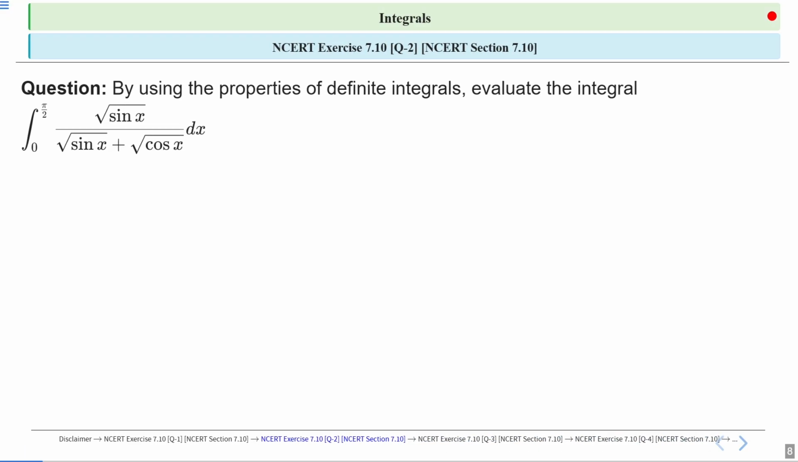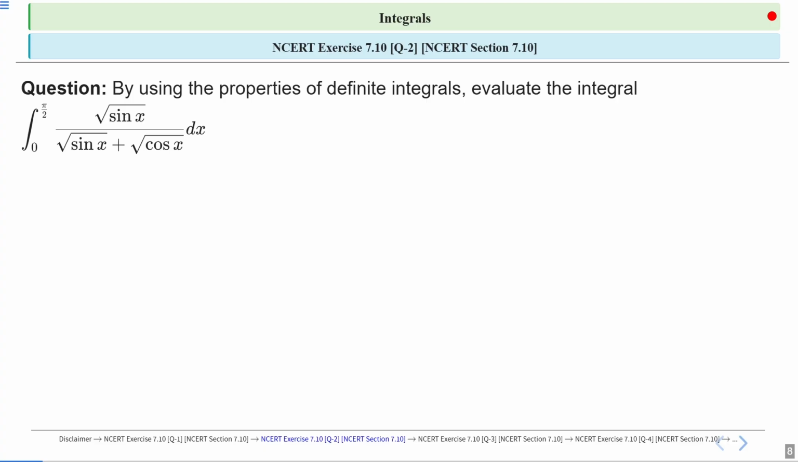Question number 2 is, now we have to find the value of the definite integral from 0 to pi by 2 of root under sin x by root under sin x plus root under cos x dx. So just think which property we should apply.